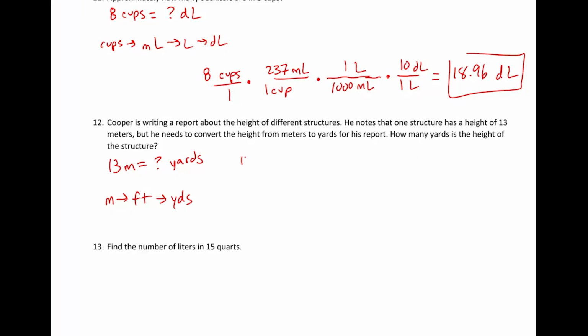So I'm going to start with 13 meters and convert that to feet. Now this is an irrational conversion, so we're just going to have to use the decimal approximation that's given, which is that 1 meter is the same as 3.28 feet. And then we're going to convert feet to yards. There are exactly 3 feet in 1 yard. And so now we're ready to multiply all this together, and I get 14.21 yards.